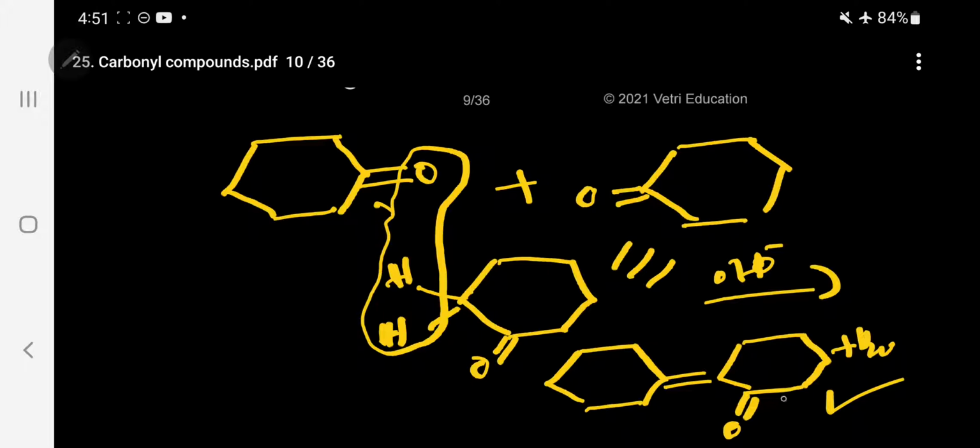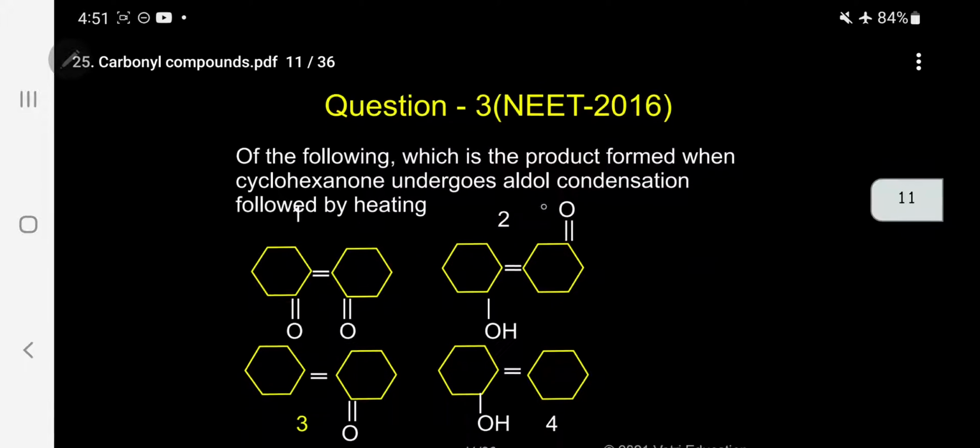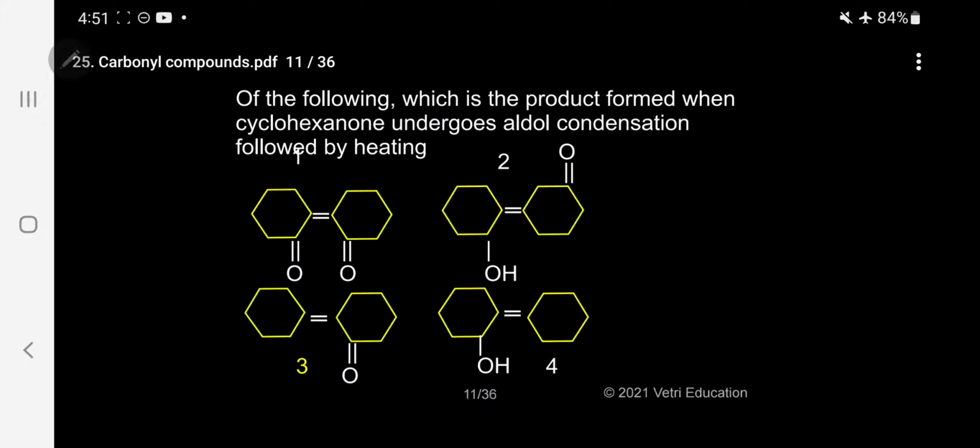Now kindly follow. Both cyclohexane rings are connected by a double bond at the ortho position, and one of the rings has a keto group. Where is it? Just see the answer now. Answer 3 is the correct answer. Which of the following is the product when cyclohexanone undergoes aldol condensation by heating with base?